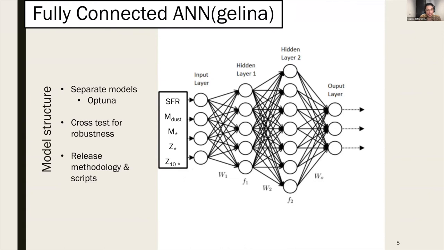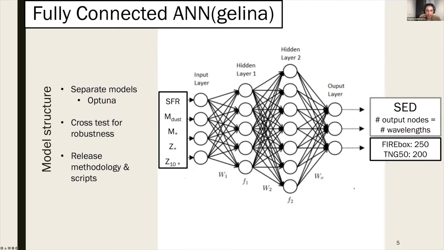So our input layer is the global properties layer. And then we have between 2 and 3 hidden layers for all of our models, which is why we stopped calling it a deep neural network and instead are sticking with ANN, which is very conducive for our moniker. And then our output layer is the resultant SED for each galaxy. The size of the output layer is going to be equivalent to the size of the wavelength array for the data sets, which for Firebox has 250 wavelengths and for TNG50 has 200.